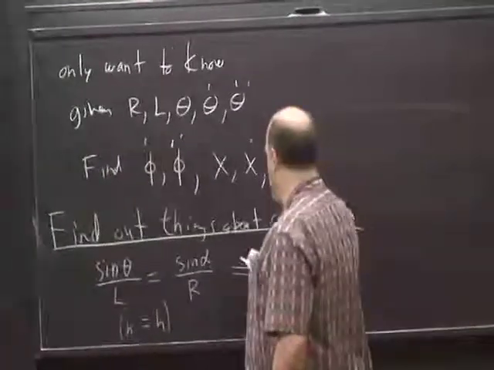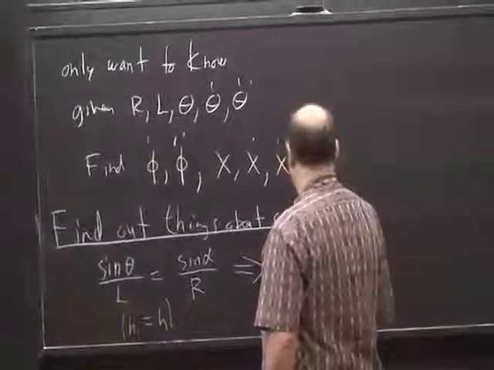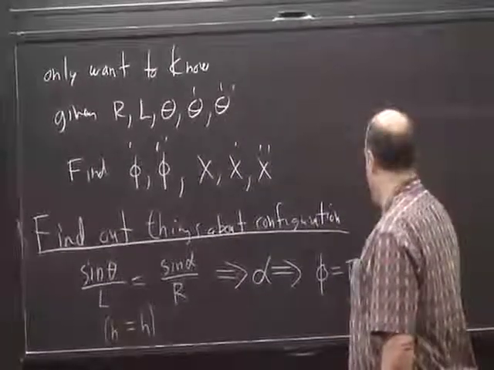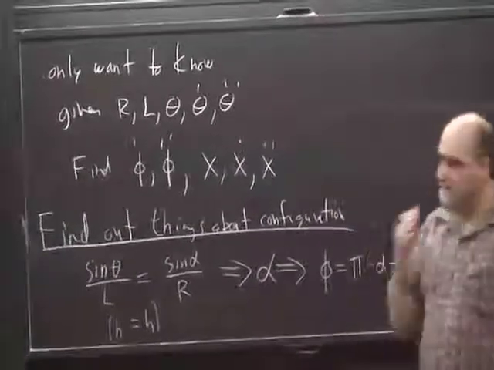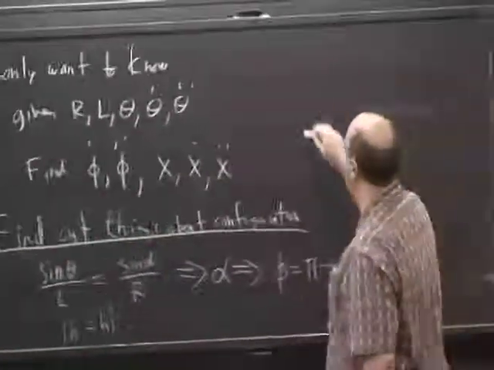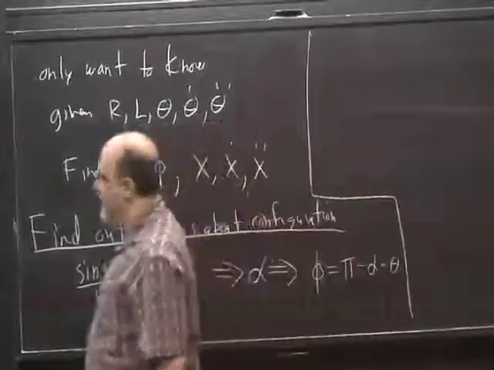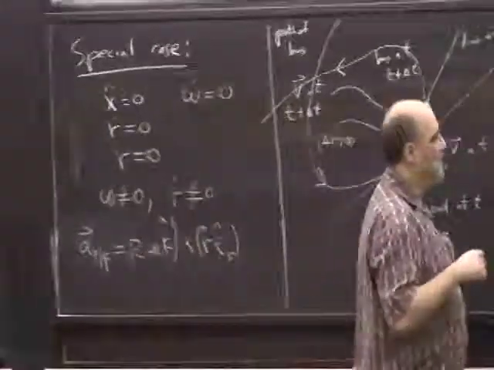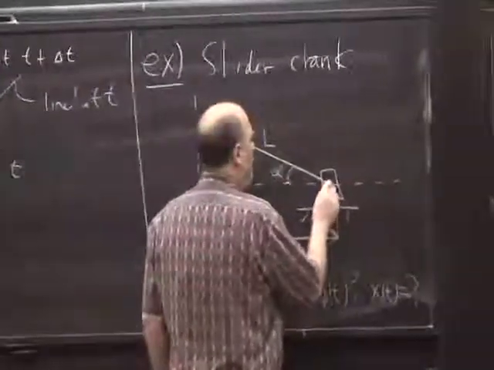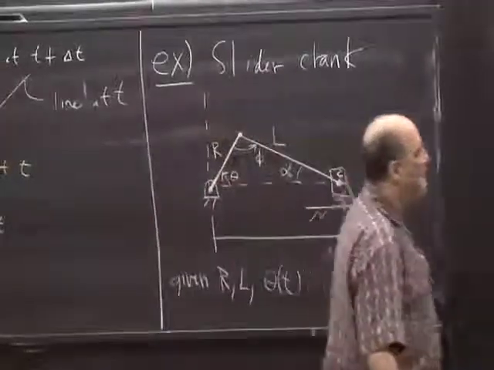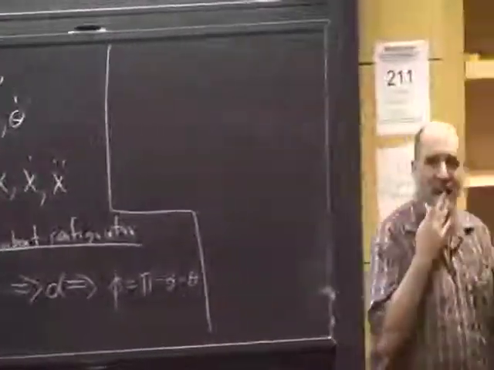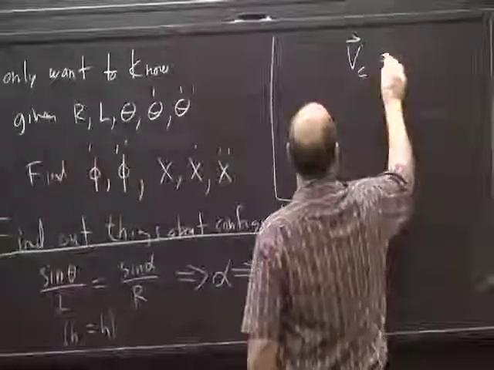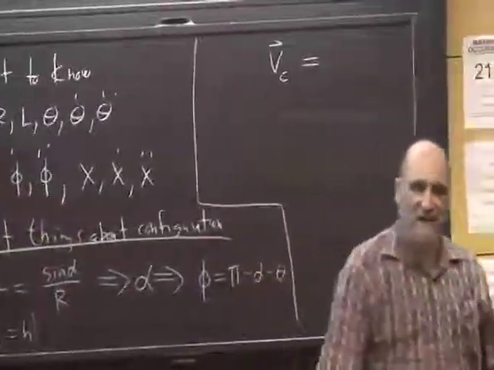Okay, so given this, we can find alpha, and given this, we can find phi, because phi is equal to pi minus alpha minus theta. So now we can find the configuration. Now, given this configuration, can we figure out things like what is x dot and so on? We can take this point C here, and then we can use the Laurie Anderson song again. So the velocity of C is equal to, go ahead, write it in your notes.